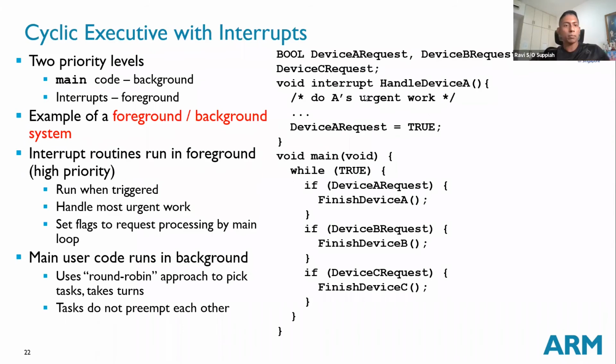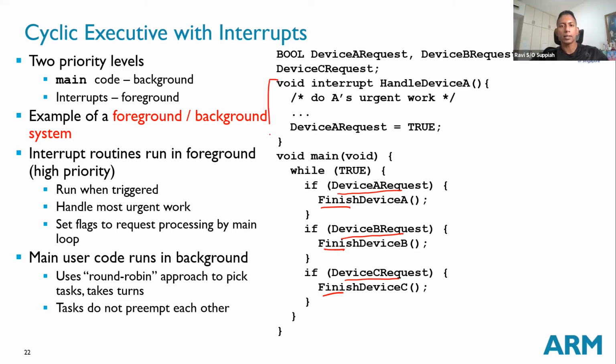So this is an example of the typical way in which we will do it, where we have this cyclic executive, which is basically what we saw just now, a static scheduling. Everything runs in a continuous loop in the main. So in this main, what I do is I keep checking for this device A, device B, device C request, and then I finish over here.